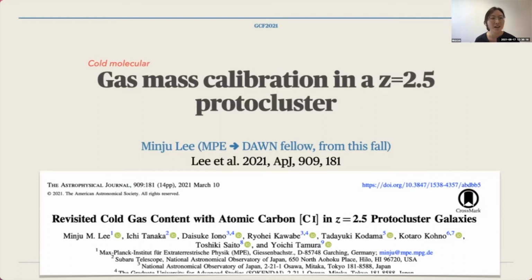So anyway, first of all, I would like to thank again the organizers for this nice conference. I'm learning a lot, and thank you for giving me the opportunity to give a presentation. The topic that I will give today is regarding the gas mass calibration in a redshift 2.5 protocluster using atomic carbon, CO, and dust.